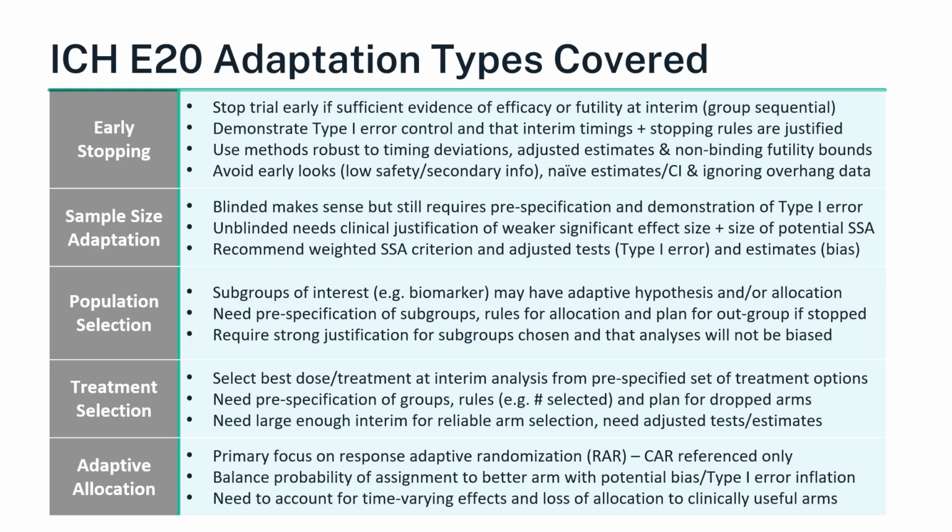So for example, if you have a large trial for a superiority hypothesis, it's probably fine, but if you're talking about non-inferiority or smaller trials, maybe consider doing a simulation or using some kind of mechanism such as a weighting mechanism or inverse normal type test, a combination test, to ensure the type 1 error control is maintained or guaranteed. Unblinded needs a clinical justification that the weaker significant effect sizes that you're saving, which is the language used by promising zone advocates, are justified, and also to ensure that the size of the potential SSA is realistic. You don't want to have like 10 times the original sample size being SSA.